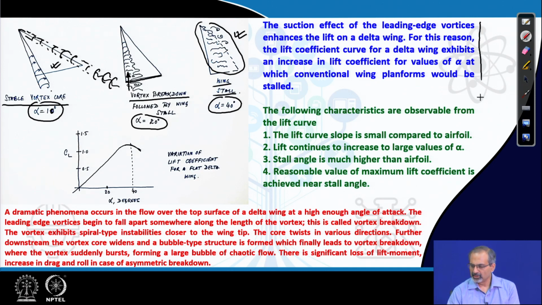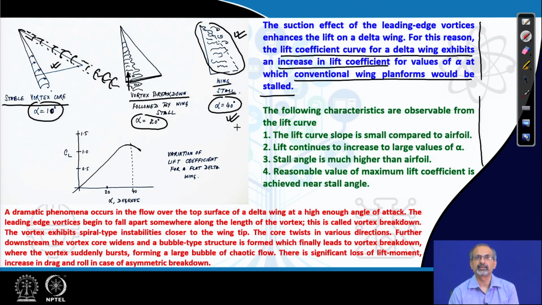So, let us read through these few lines. The lift coefficient curve for a delta wing exhibits increase in lift coefficient for values of alpha at which conventional wing platforms would be stalled. So, this is a huge advantage of delta wings, that they continue to generate lift efficiently at high angles of attack, but remember that the lift curve slope will be shallower because of the finiteness of the wing. So, lift curve slope is small compared to airfoil section. Lift continues to increase at large values of alpha.